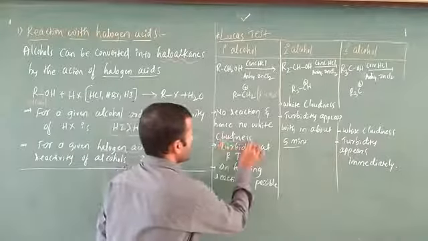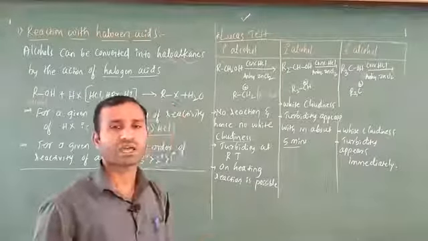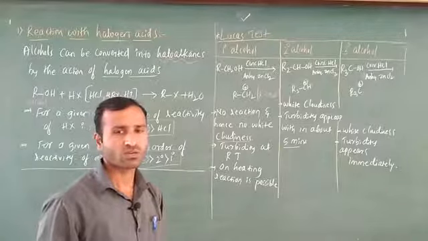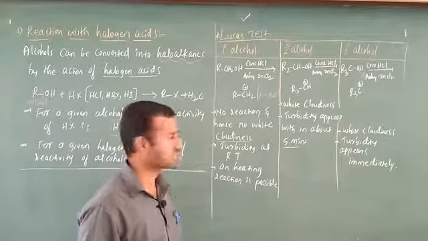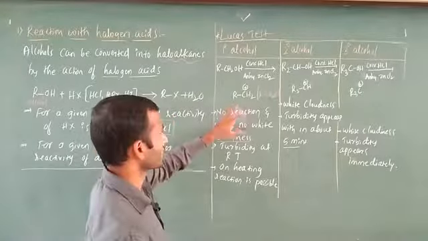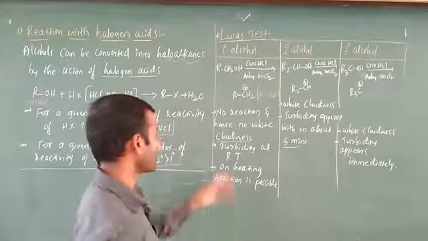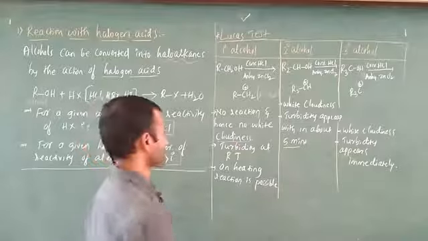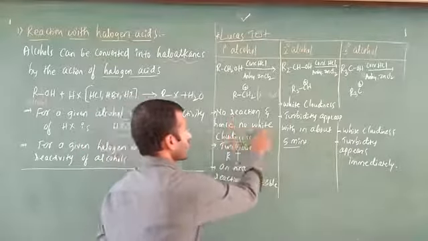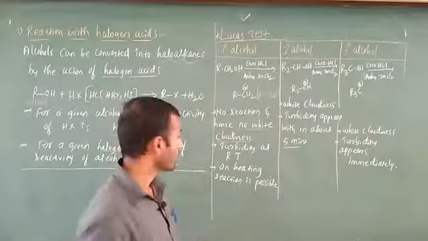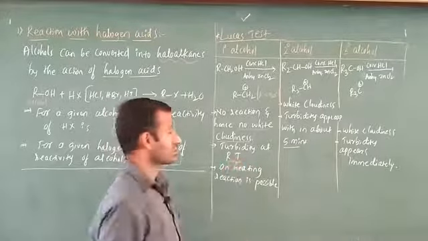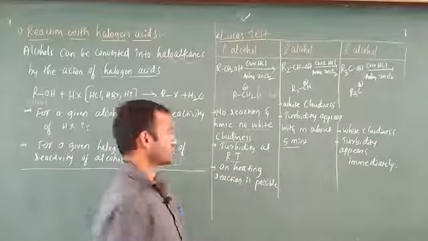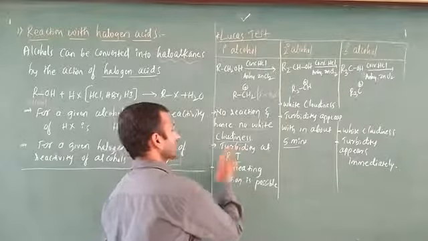White cloudiness means what? It looks like curd. That indicates white cloudiness. That is important, they are going to ask you. No reaction is possible, so no white cloudiness at room temperature. Turbidity at room temperature, RT indicates room temperature. Next question, what is the meaning of turbidity?